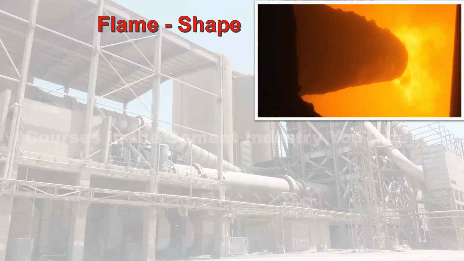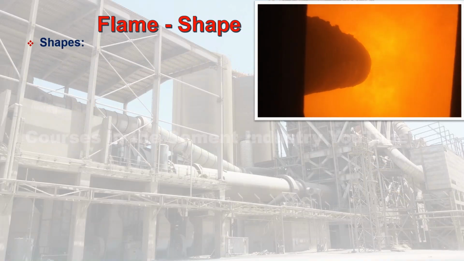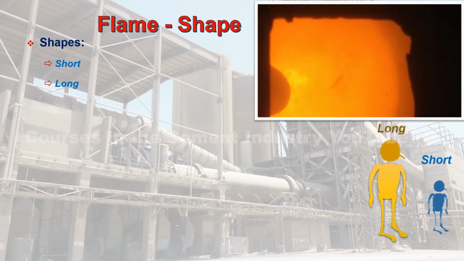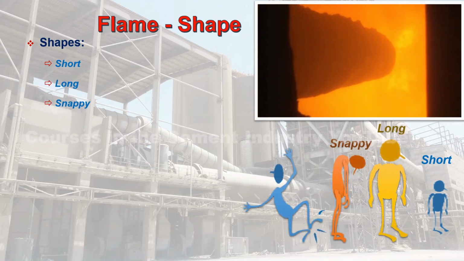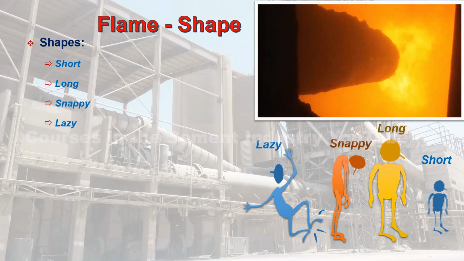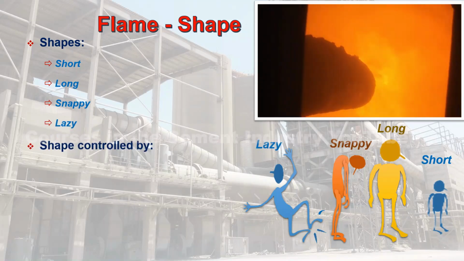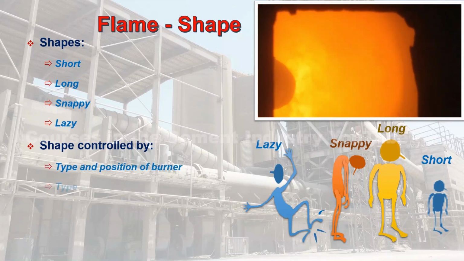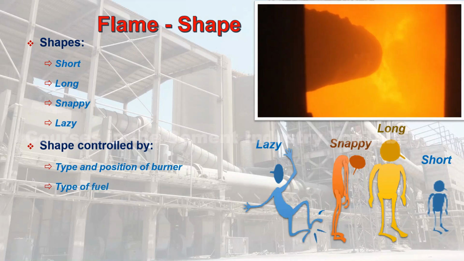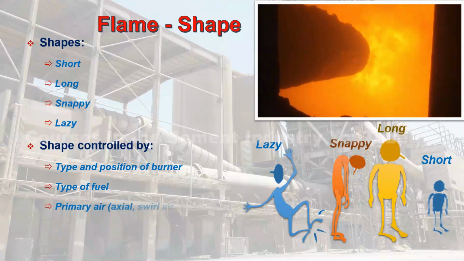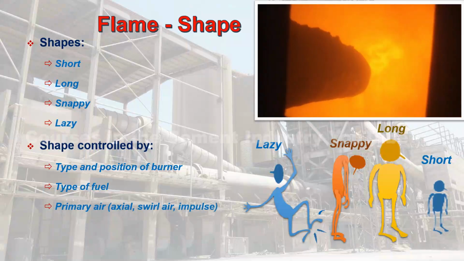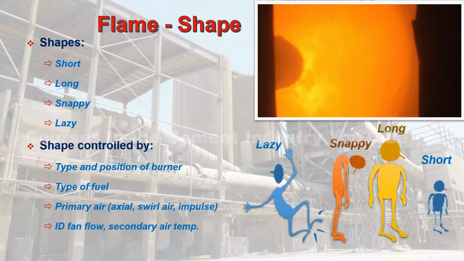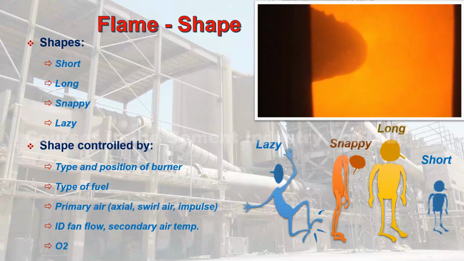Flame shape. Shapes: 1. Short. 2. Long. 3. Snappy. 4. Lazy. Shape controlled by 1. Type and position of burner. 2. Type of fuel. 3. Primary air, axial, swirl air, impulse. 4. ID fan flow, secondary air temp. 5. O2.